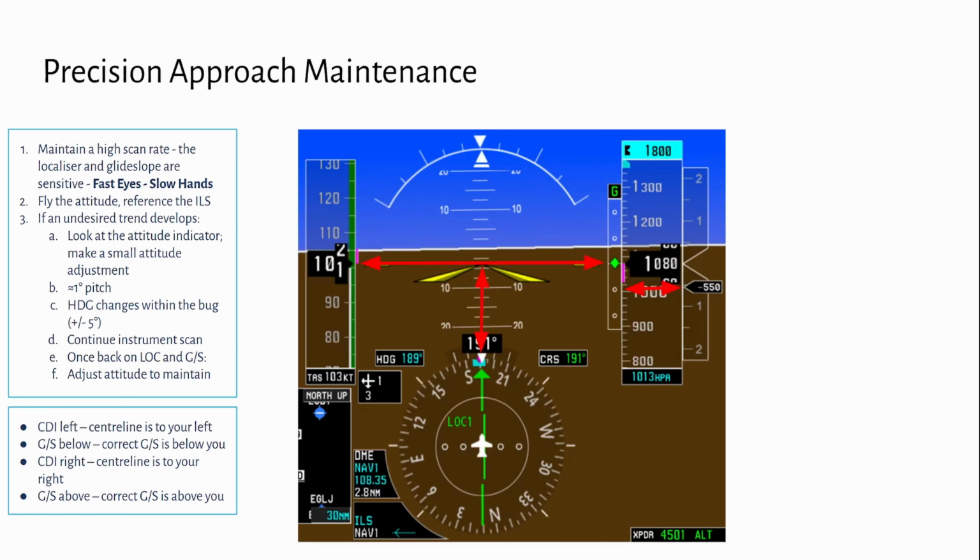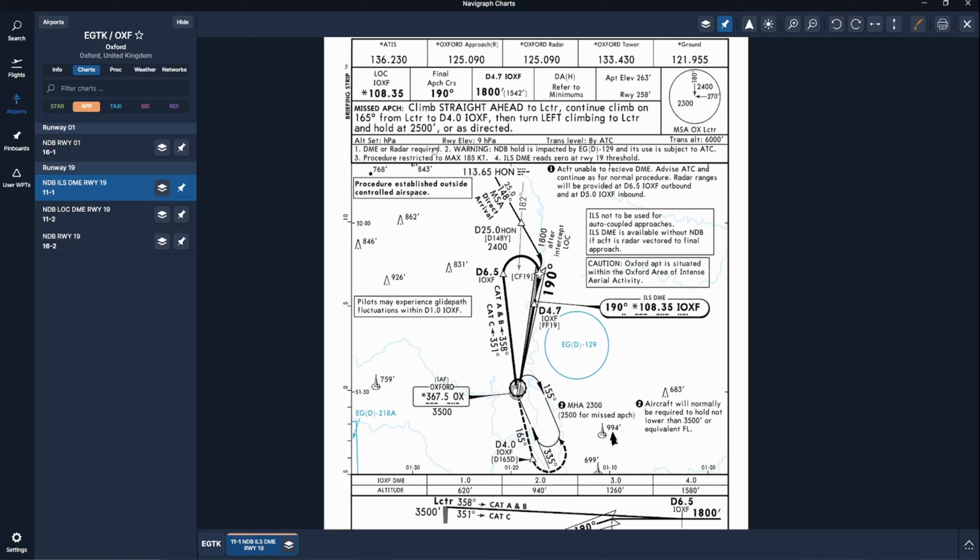It has our missed approach. So the reason we have an NDB ILS, the NDB is used for both the missed approach and the base turn. We have our MSA on our right, and we require a DME or a radar. So if we don't have a DME equipment on our aircraft, we will need Oxford radar to give us DME readouts. We have our speed restriction and the ILS DME reads 0 at runway 19.